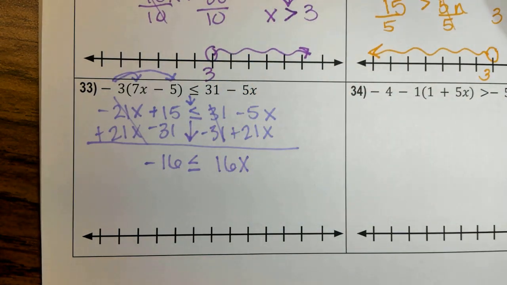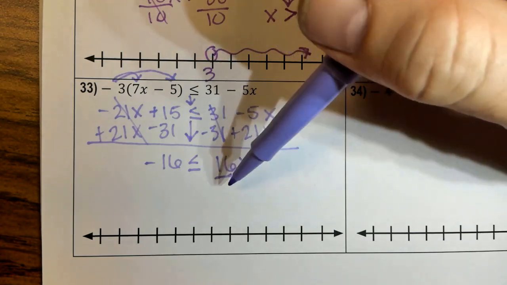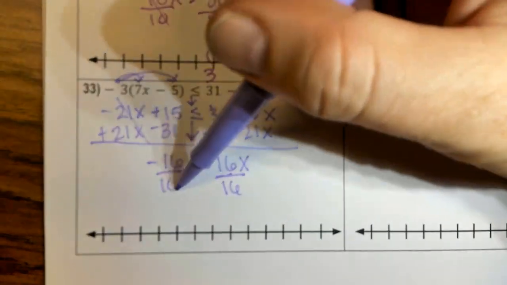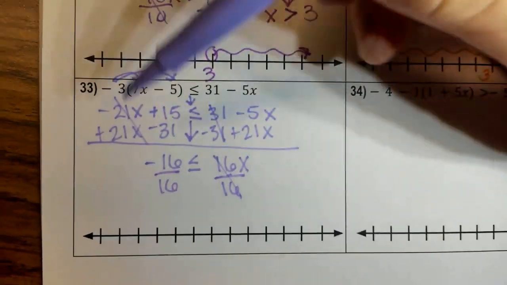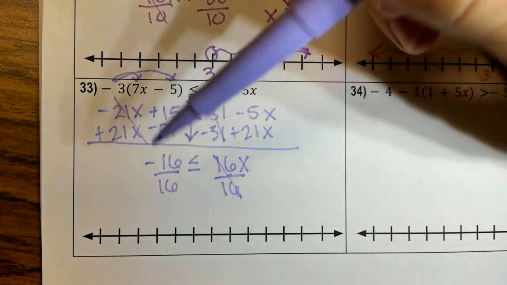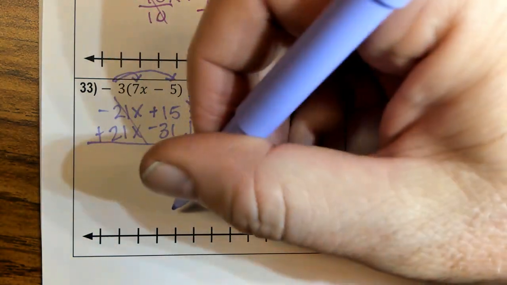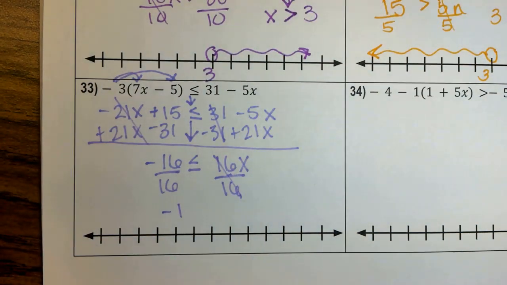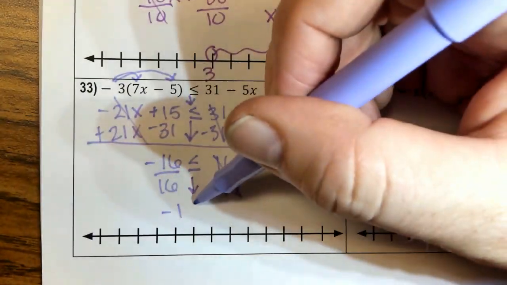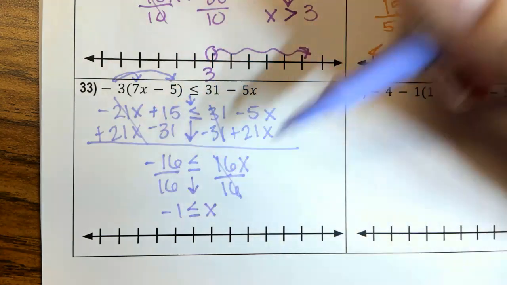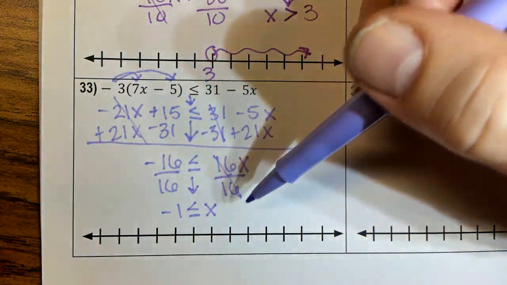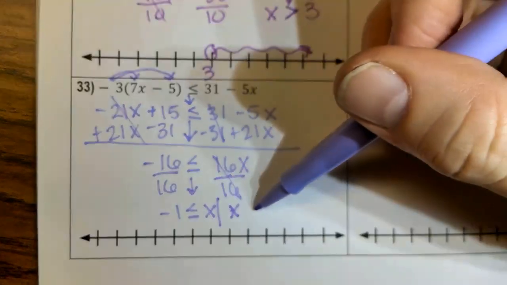Look at that. Last step, divide. So I have negative 16 divided by 16. I get, I'm going to do it down here, negative 1. My inequality is right here, and then I just have x. But because x is on the right, pretend there's a mirror.